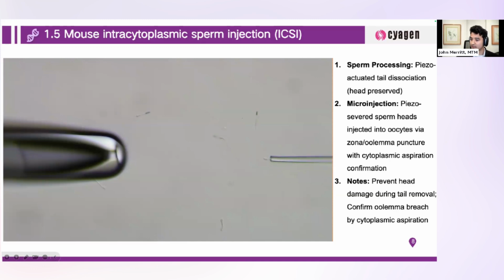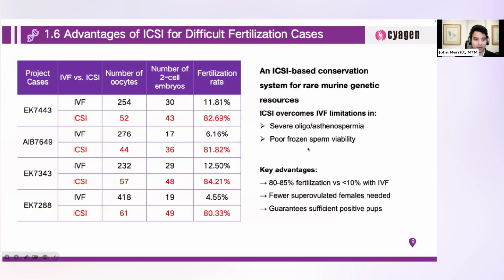Move on to the next slide here. This is just a table showing how ICSI is better at conserving rare mouse genetic resources. We compared IVF with ICSI across four different projects and found that we had a higher fertilization rate with ICSI. It's about an 80 to 85% fertilization rate, relative to less than 10% with IVF.